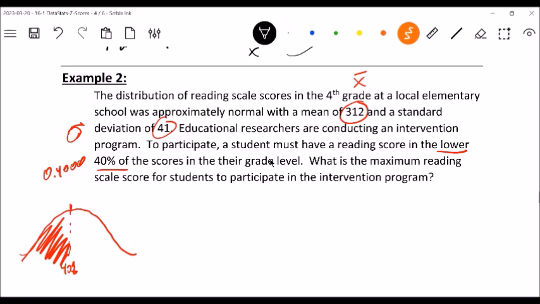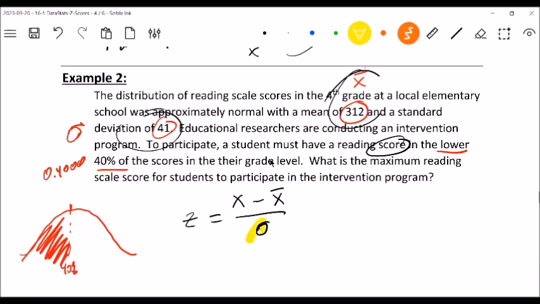And then whatever z-score that is, we'll be doing z equals the x that we want, that reading score, minus the average, divided by the standard deviation. So we already have this and we already have this. We're about to get this one by using the 0.4000 or 40% to get the z-score, and then we'll be able to solve for the x.